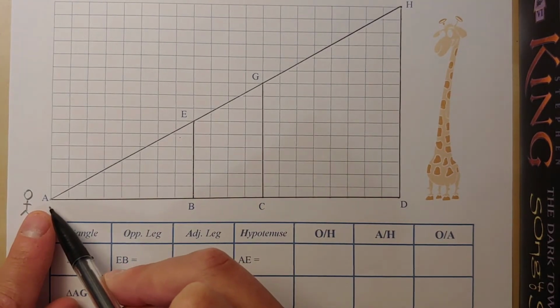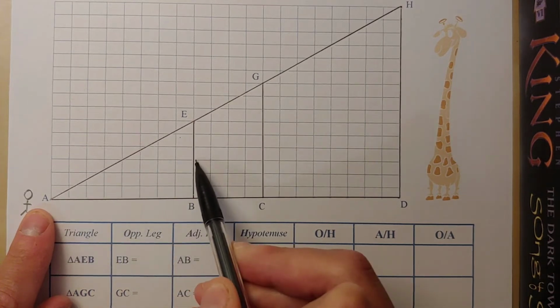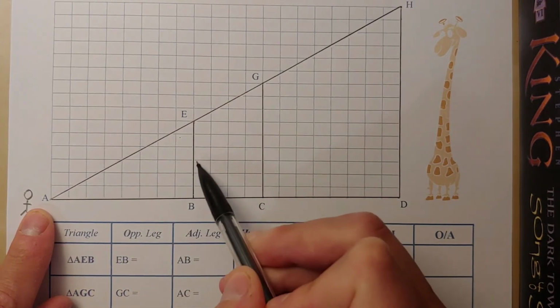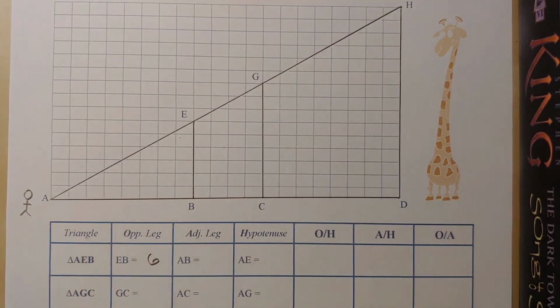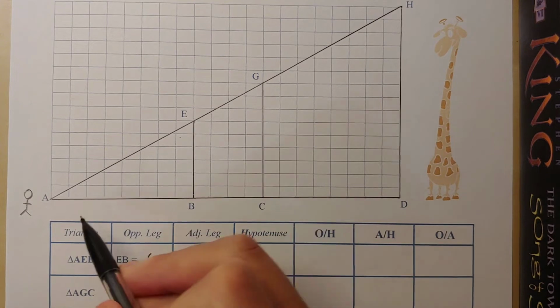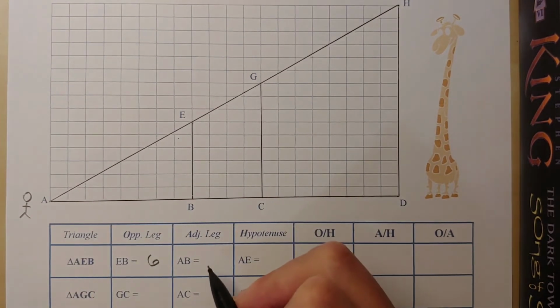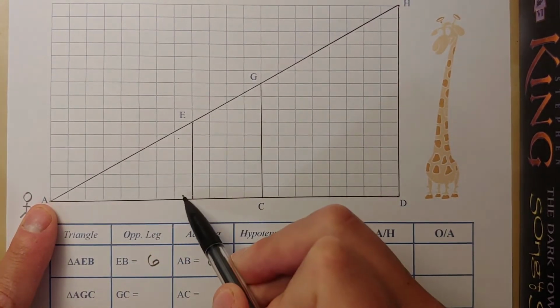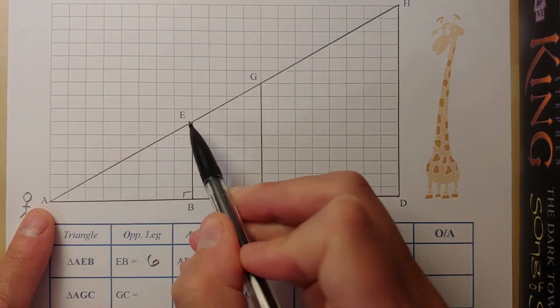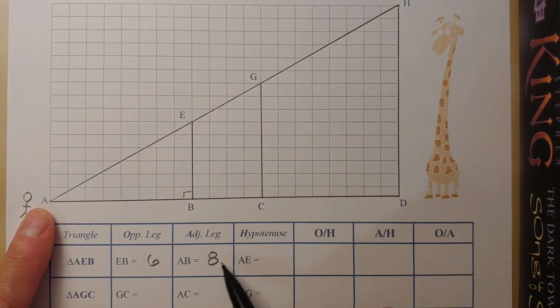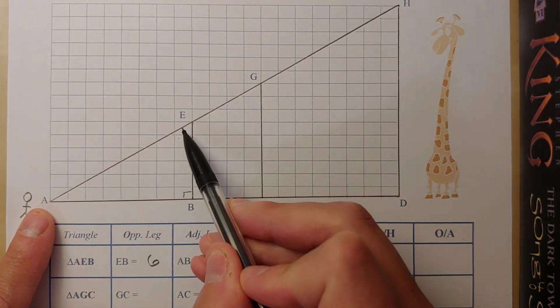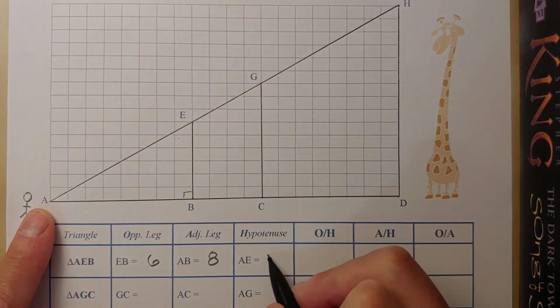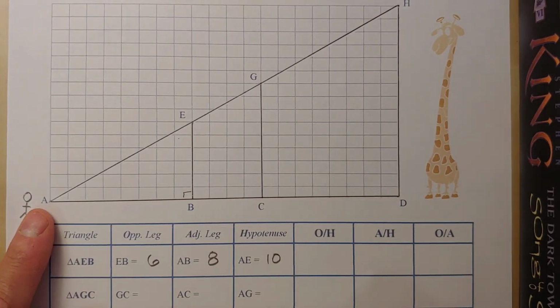Now, if I'm standing here at point A, the opposite leg would be EB, right? And so we can just count the grid here, and we would see that this is 6. The adjacent leg is going to be the one that's right next to me, right here. And we can count that grid, and we would see that it has a length of 8. The hypotenuse, of course, is right here across from the right angle. And the hypotenuse, we could use the Pythagorean theorem, and we could use 6 squared plus 8 squared equals x squared, and we could solve for that third side, which you guys know how to do. And trust me when I tell you that you would get 10.